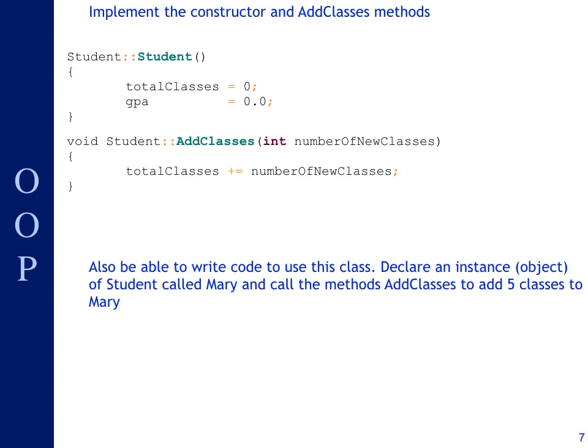Now what we wanted to do is we needed to be able to write ways to use that class. So we want to declare an instance or an object of a student that is going to be called Mary, and then we will be able to call the method add class to add 5 classes to Mary. So student, which is the name of the class, Mary is the name that we want for the object, and then as simple, since it's a static object, we use the dot operator, so Mary dot add class 5.